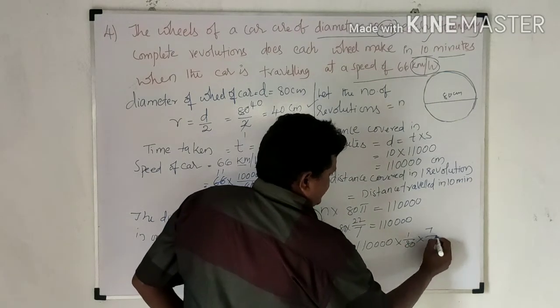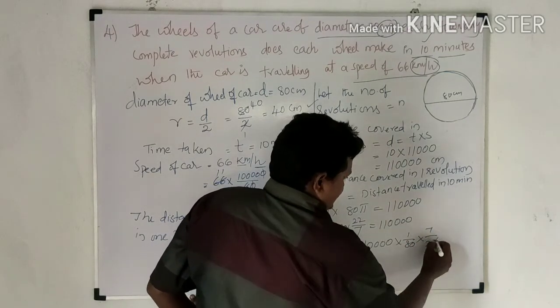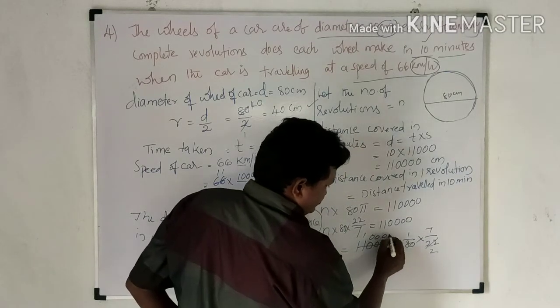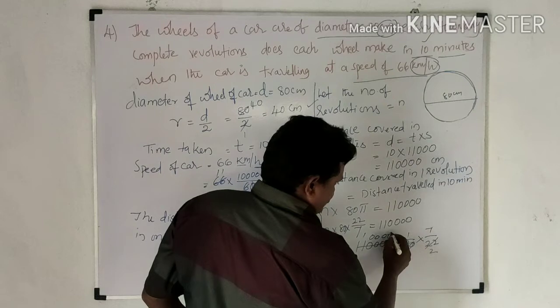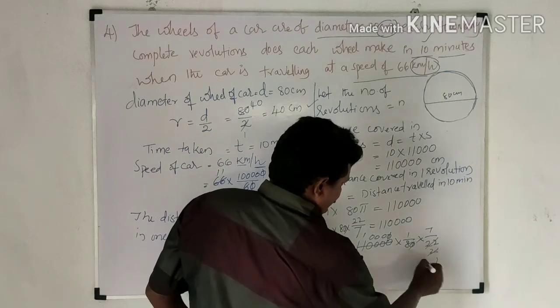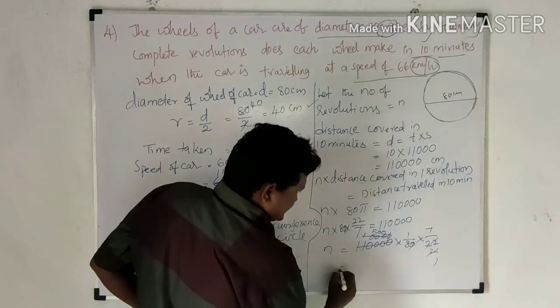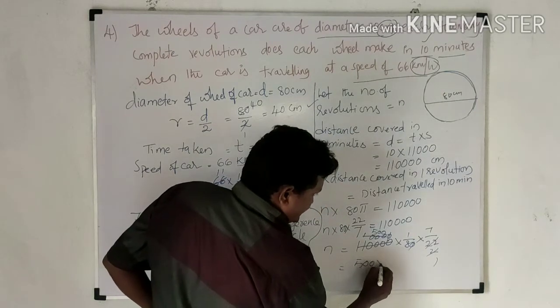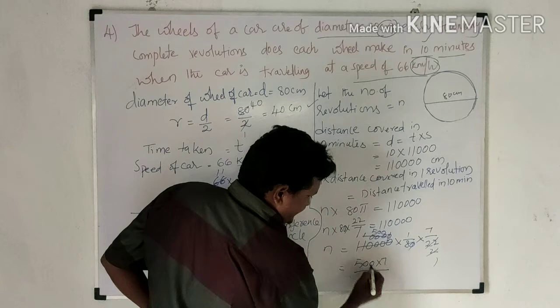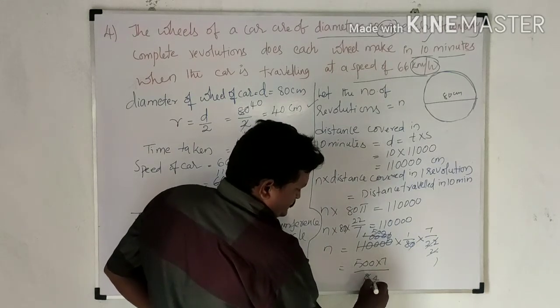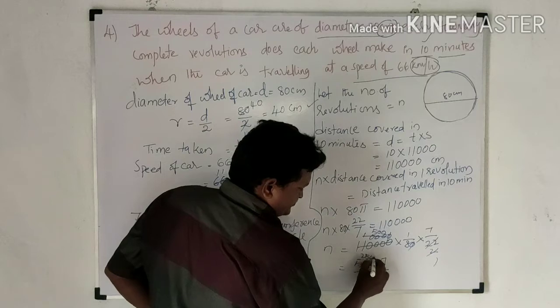22 by 7 becomes 7 by 22. 11 2s are 11, 1s are 11. 4 zeros will come. Here 1 0, 1 0 will get cancelled. 2 5s are 500. This is 500 into 7 by 8. Again by 2, 4 8. This is 250.